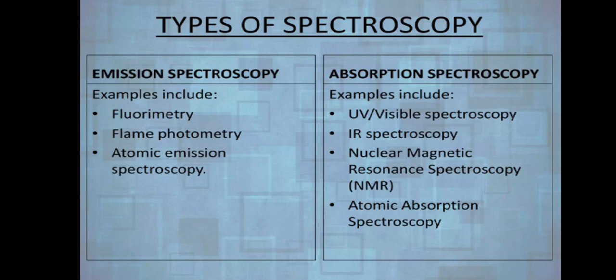Types of spectroscopy: emission spectroscopy and absorption spectroscopy are the two types. Emission spectroscopy includes fluorimetry, flame photometry, and atomic emission spectroscopy. Absorption spectroscopy includes UV visible spectroscopy, IR spectroscopy, NMR spectroscopy, and atomic absorption spectroscopy. So, atomic absorption spectroscopy is an absorption spectroscopy.